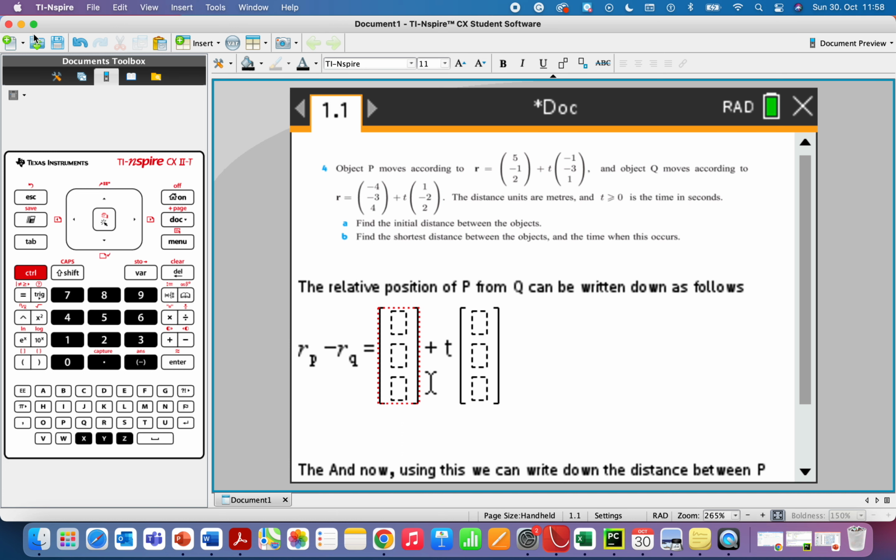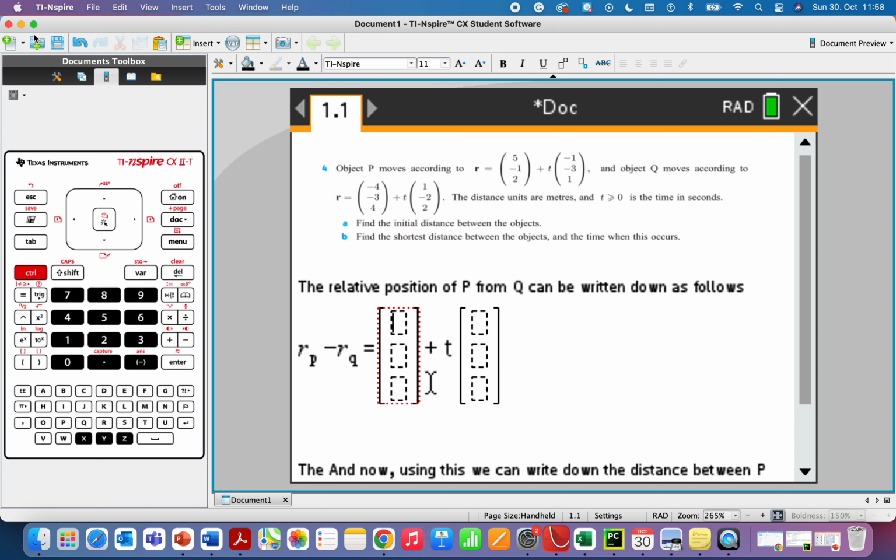Okay, so a question on moving objects, maybe aeroplanes. It's in 3 dimensions here. So we're going to use the power of our calculator to find the answers, but we'll need a little bit of knowledge about relative positions of one object from the other.